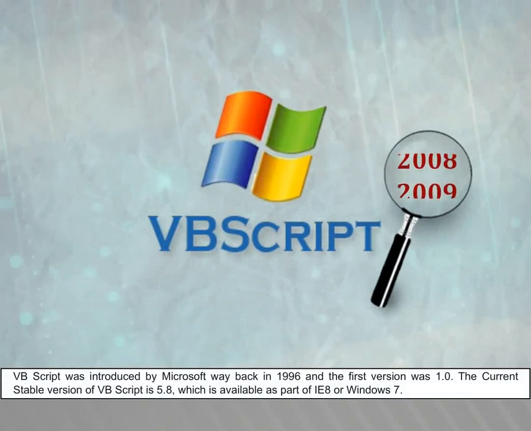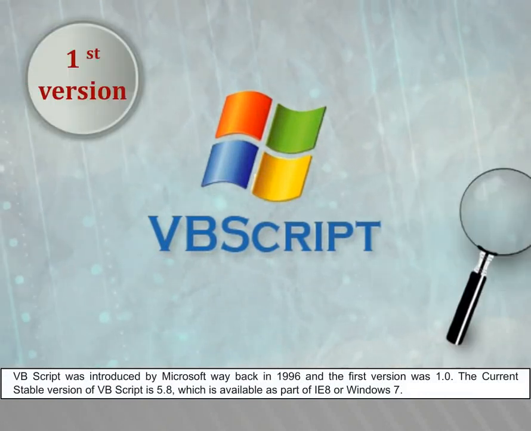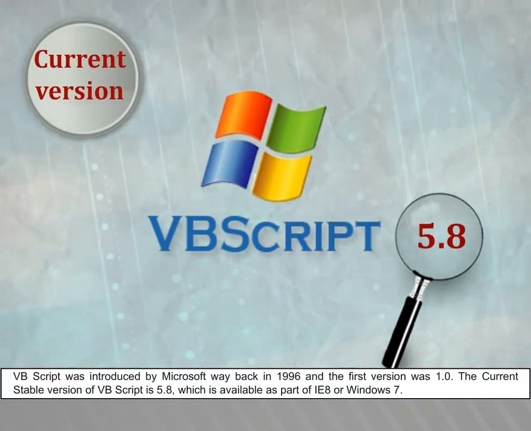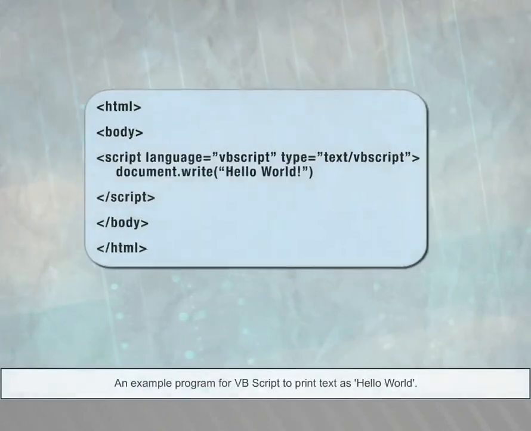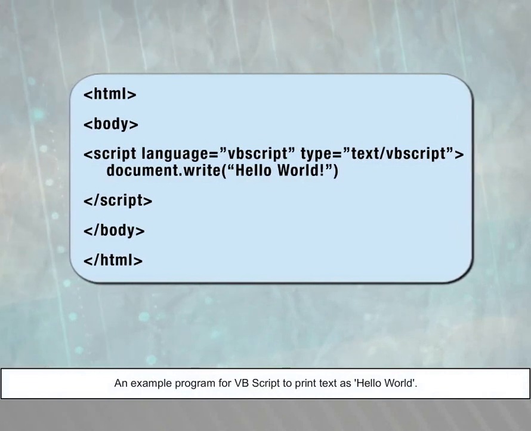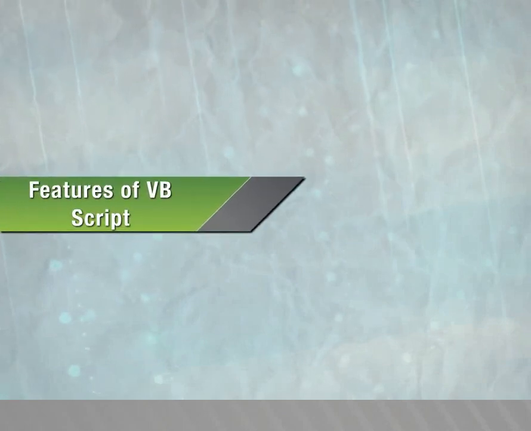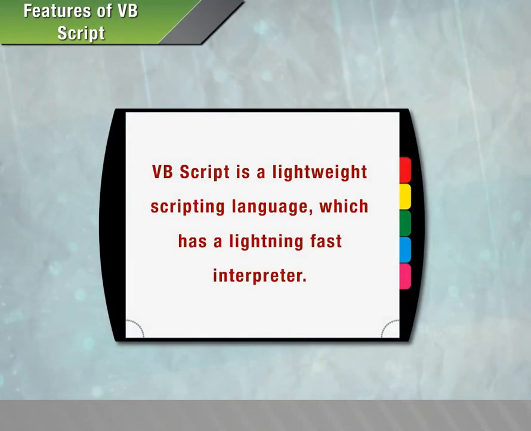VBScript was introduced by Microsoft way back in 1996 and the first version was 1.0. The current stable version of VBScript is 5.8, which is available as a part of IE 8 or Windows 7. An example program for VBScript to print text as Hello World. Features of VBScript. VBScript is a lightweight scripting language which has a lightning-fast interpreter.